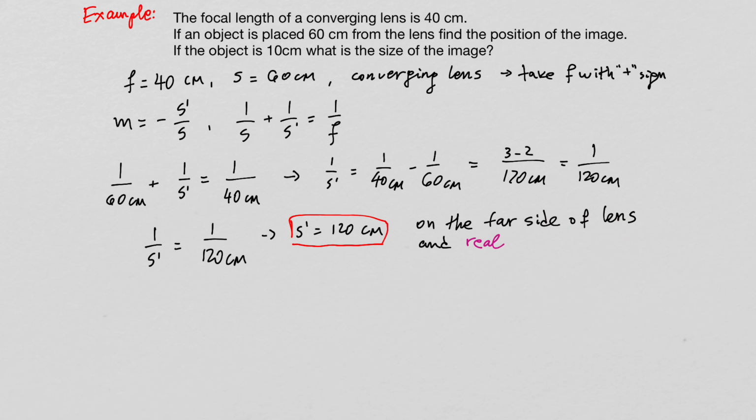Now let's calculate the magnification of the lens. The magnification of the lens is minus 120 centimeters divided by 60 centimeters, that's minus 2. Since the magnification is a negative number, according to the rules for the magnification, that means that the image is inverted.